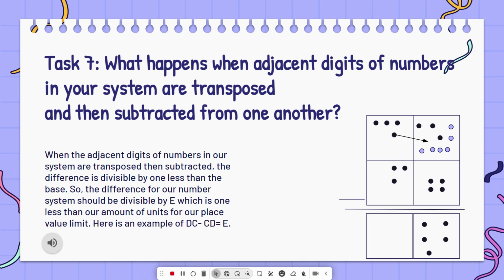Specifically, in our number system, like as shown in our example, when we do DC minus CD, we get E, because our system is similar to base 6. When subtracted, we get E, which is what's left over, which is represented by 5 units and is 1 less than the amount of units for our place value limit, which we're trying to avoid calling base 6 because our base is kind of nameless in this system, but it'd be similar to base 6.